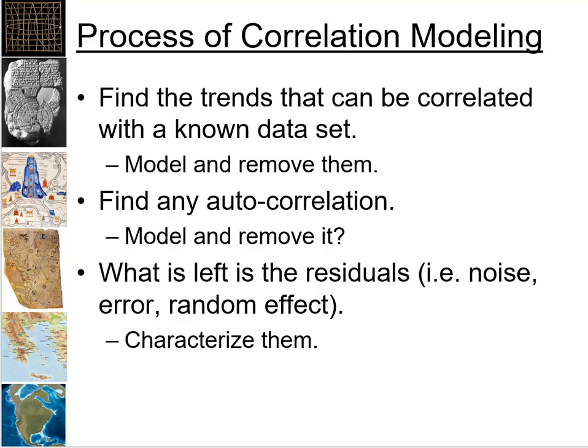Now, most of what we're going to do in this class, especially the first half, is going to be correlation modeling. We're going to be looking for trends that can be correlated with a known data set, model them and remove them. What we should then do is look for autocorrelation, okay? Model it and try to remove it. It can be difficult to do, so we'll just touch on that. What's left over is the residuals. There's our noise, our random effects. So this overall process is where we break down those three pieces: pull out the trends, try and remove autocorrelation, at least identify it if you can't remove it, and then what's left over is the residuals, also known as noise, error, random effects.